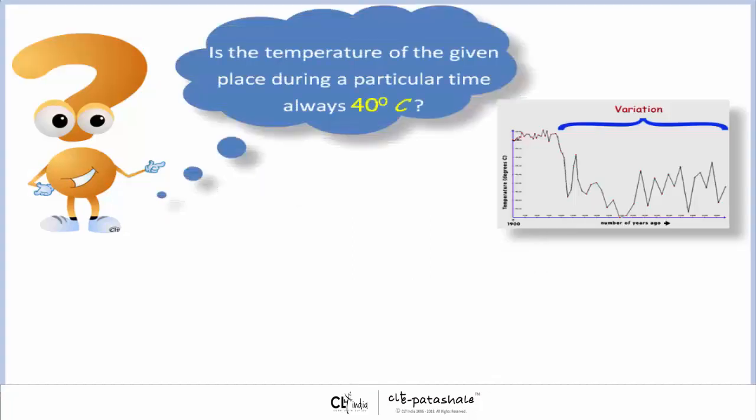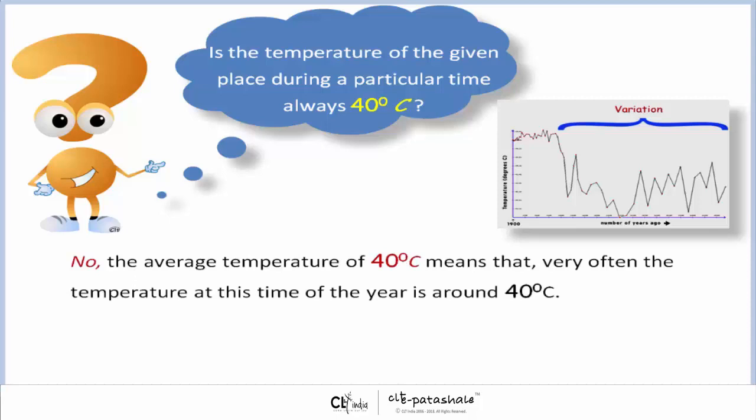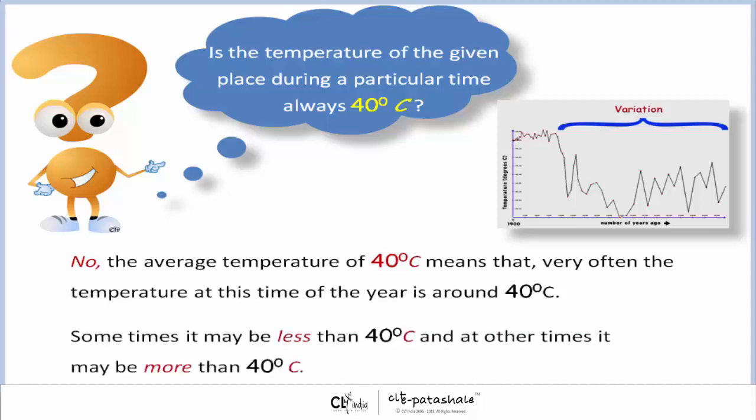Is the temperature of the given place during a particular time always 40 degrees Celsius? No, the average temperature of 40 degrees Celsius means that very often the temperature at this time of the year is around 40 degrees Celsius. Sometimes it may be less than 40 degrees Celsius, and at other times it may be more than 40 degrees Celsius.